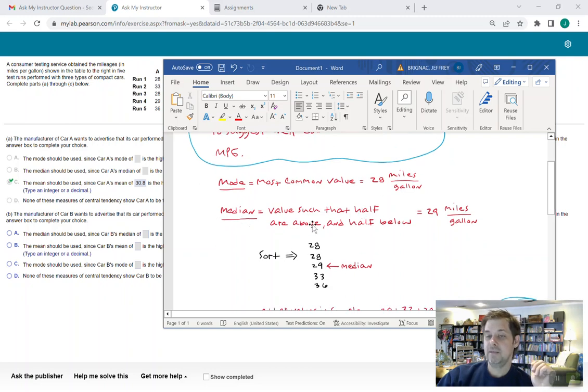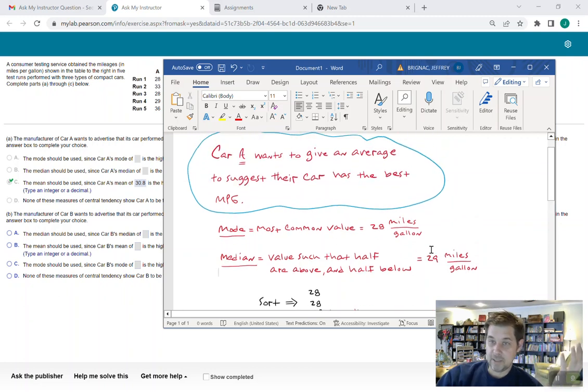The median is a number such that if you were to sort the data from smallest to greatest, and here I've done that, 28 being the smallest number, going up to another 28, then a 29, then 33, 36, sorted least to greatest. The median is the number in the middle, where half lie below it and half above it. With the number 29, there are 2 numbers in the data set below it and 2 numbers above it. That makes 29 the median.